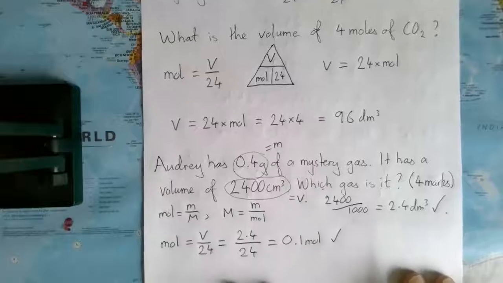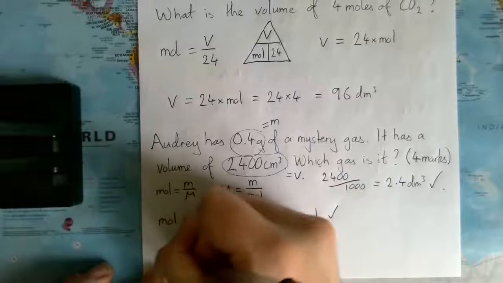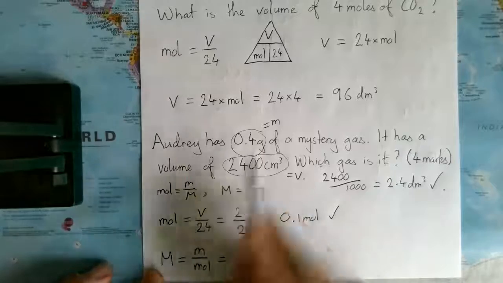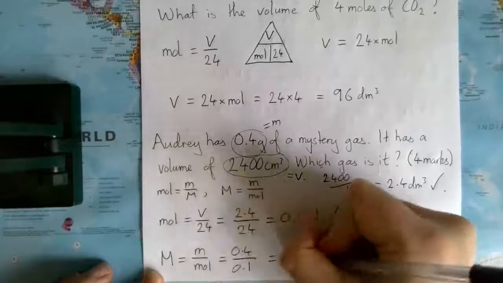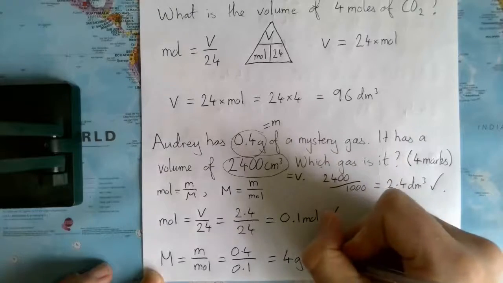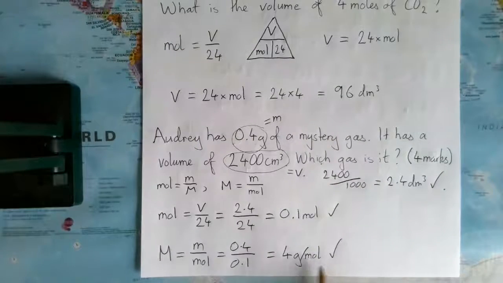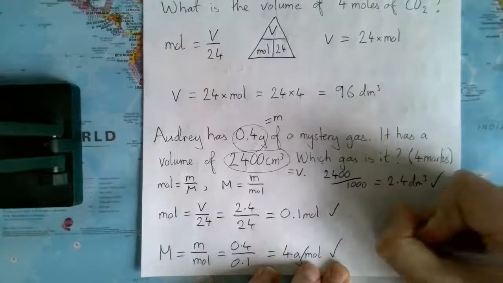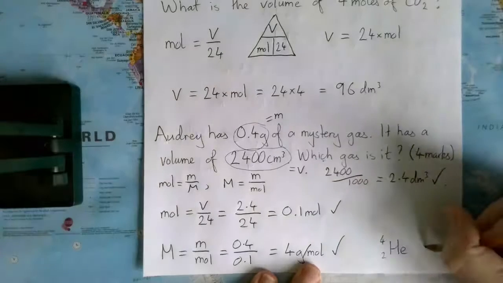See if you can figure out where to go from here. So we wanted to get the mass of 1 mole. So we do the sample mass divided by the number of moles. Sample mass up there is 0.4. The number of moles is 0.1. So this tells us that every mole has a mass of 4 grams. Third mark for that. Final mark is going to be for looking it up in the periodic table and discovering that the gas with a mass number of 4, so therefore the mass of 1 mole being 4, is helium.